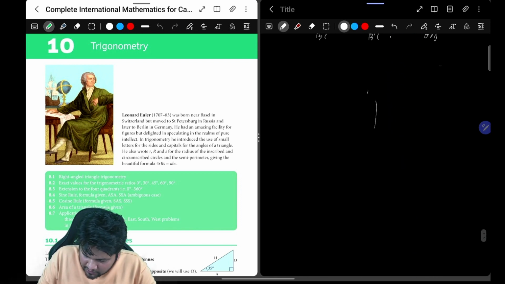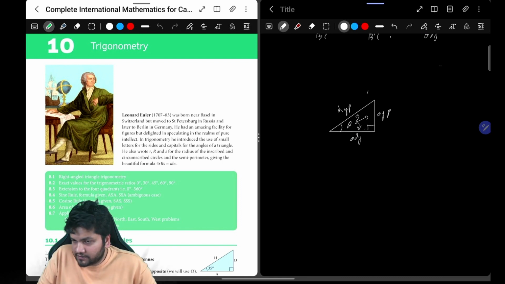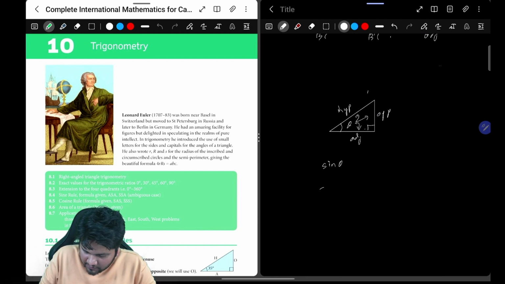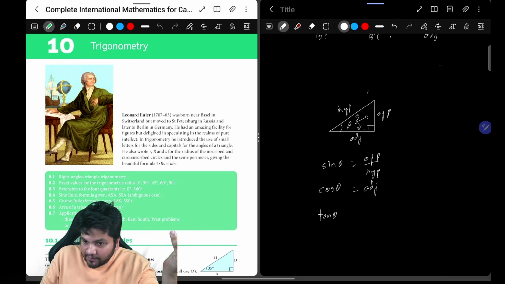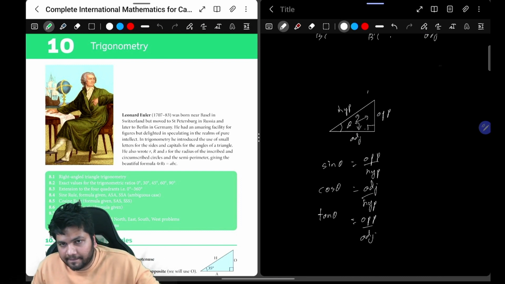So here in general, remember there are infinite triangles I can make. With respect to this theta, this would be the side opposite, this would be the hypotenuse, and this would be the side adjacent to it. There are 2 adjacent sides, hypotenuse and adjacent, but obviously hypotenuse is the longest side. So that's why sine theta, cos theta, and tan theta are going to be: sine theta is opposite upon hypotenuse, cos theta is adjacent upon hypotenuse, and tan theta is opposite upon adjacent. Correct? Okay, got it.